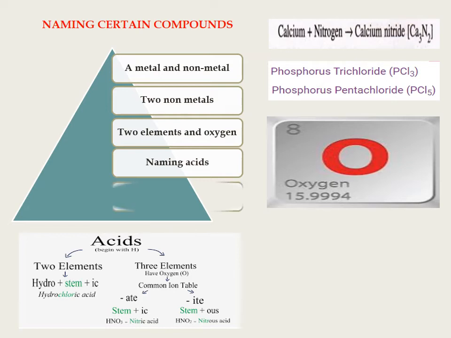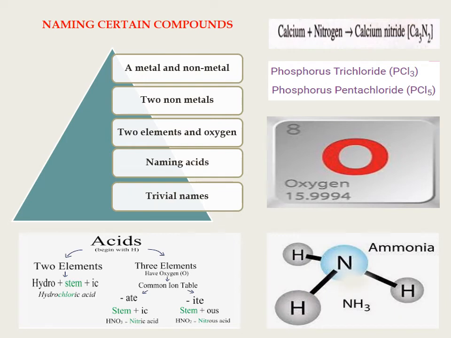Trivial names. They are certain compounds with names that do not follow any systematic rule. Such names are called trivial or common names. They are widely accepted. Example: nitrogen trihydride is called ammonia. Hydrogen monoxide or dihydrogen oxide is called water.